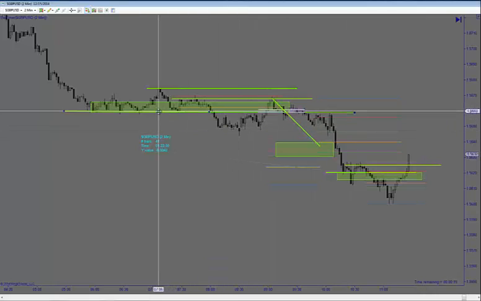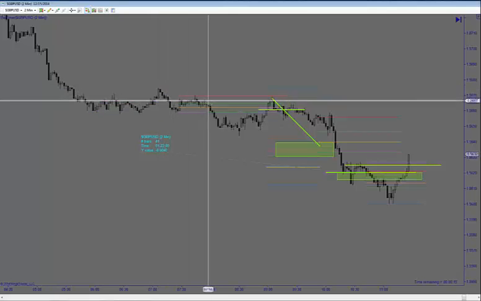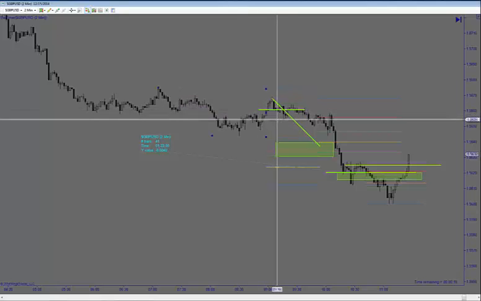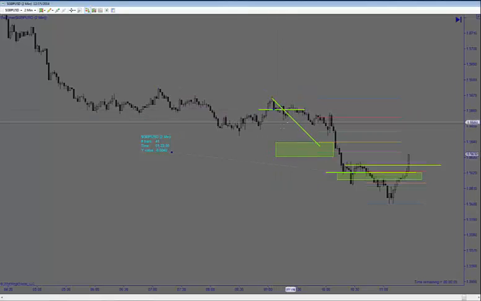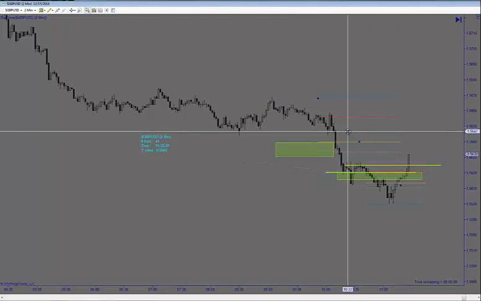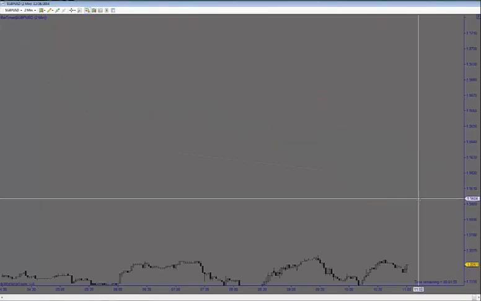Let me erase some of these lines so we keep our charts clean. I like to keep clean charts. Once something is not in use anymore or we don't need it, there's no sense in having it on your chart. We'll leave that there. That was our first trade. We already filtered this trade, and now we don't need this fib anymore.